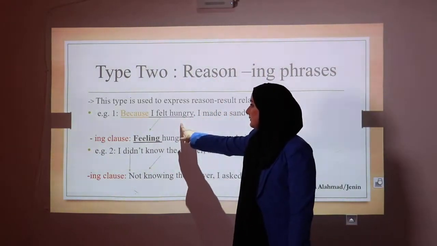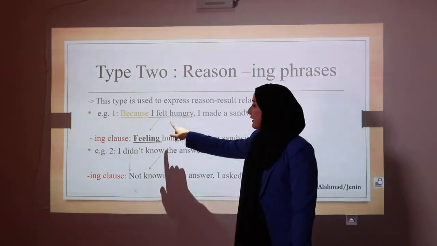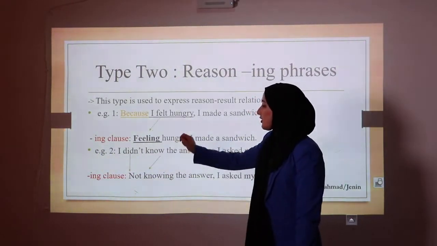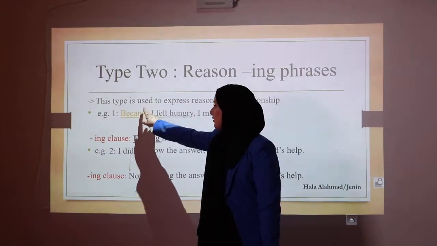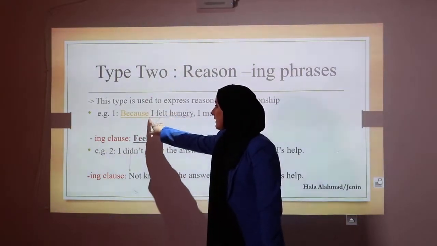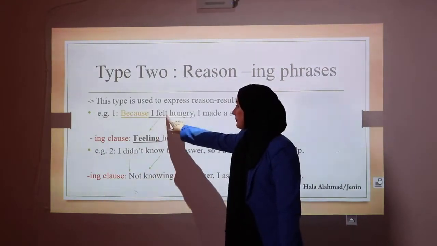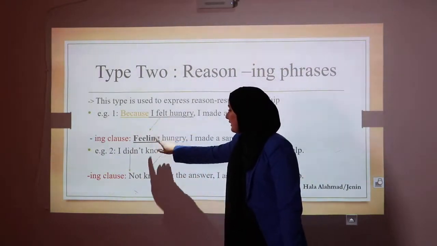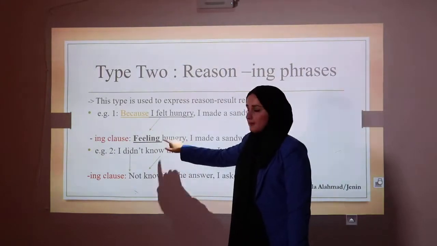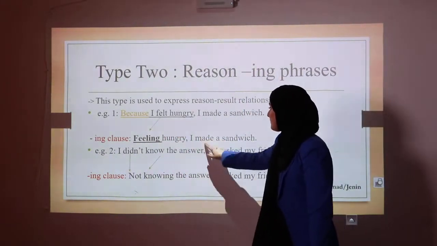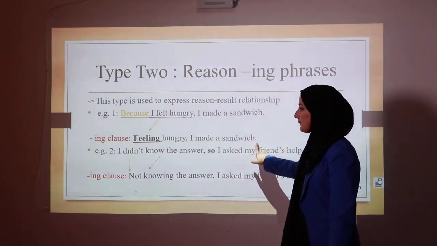This is the reason, and here is how you use the ing phrase. First, get rid of the connector because. Get rid of the subject, put felt in the ing form, so it becomes feeling. Feeling hungry, this is a reason, comma, I made a sandwich, full stop.